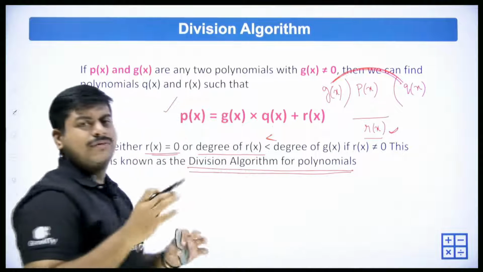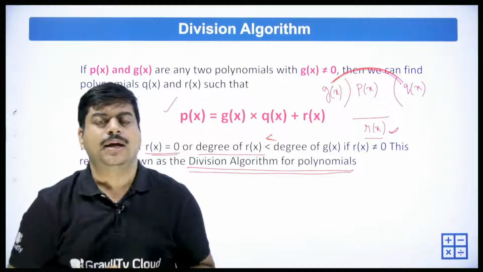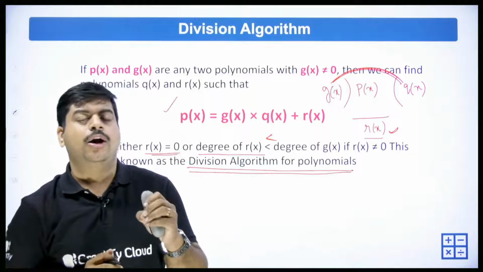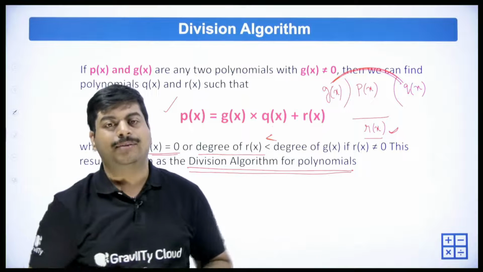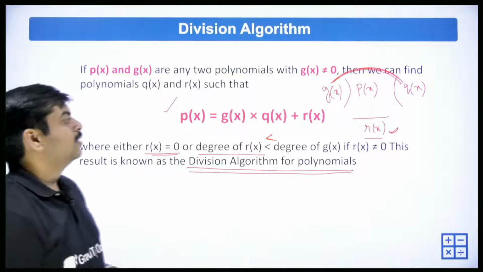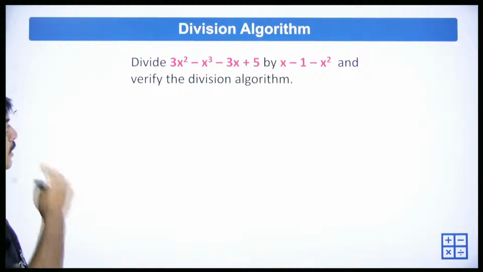The same method which we learn for numbers, the same thing. But in polynomials, instead of numbers, we get different terms with different variables. Right? So let's move forward to see more applications.